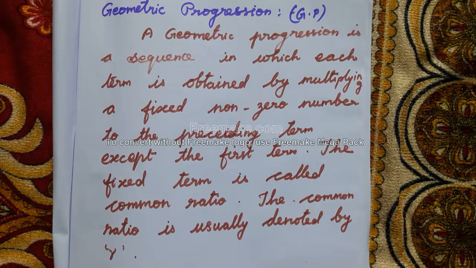Clear? Okay students. Now I am going to give 2 examples for geometric progression. Students, please don't confuse arithmetic progression and geometric progression. In arithmetic progression, we add a fixed term to the preceding term. Here, when we multiply a fixed non-zero number to the preceding term, we get a geometric progression. Okay, clear students? First example.